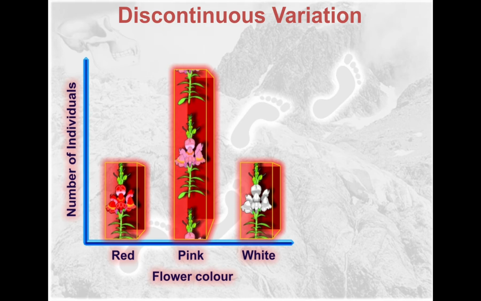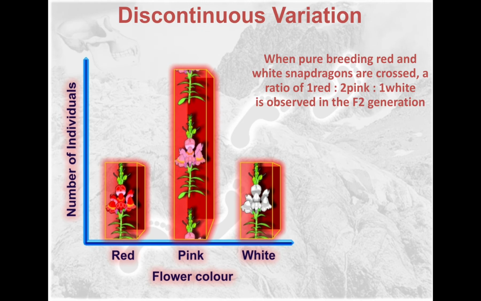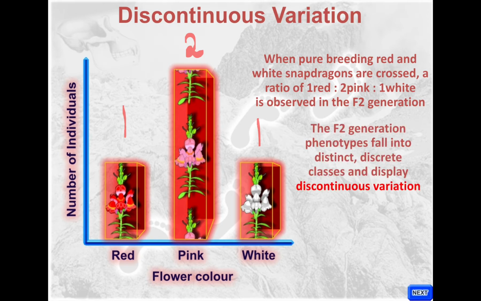Another example we have here is with 3 different possible outcomes. So for flowers, sometimes we can get 3 different outcomes here. So in this example, whenever a red and white snapdragon are crossed, we end up with 1 red, we have 2 pink, and we have 1 white, giving us a 1 to 2 to 1 generation ratio being observed. The second generation phenotypes fall into, again, distinct categories, either red, pink, or white.